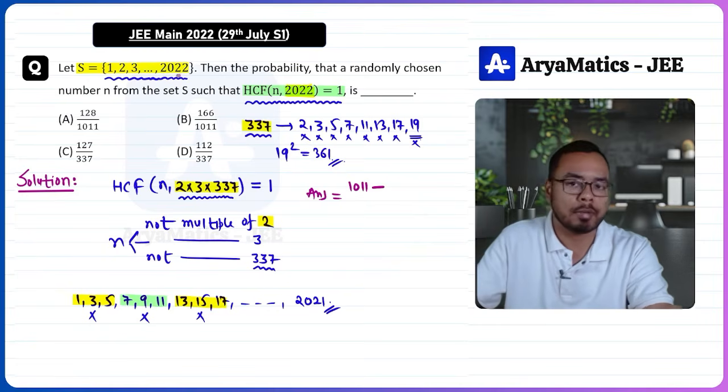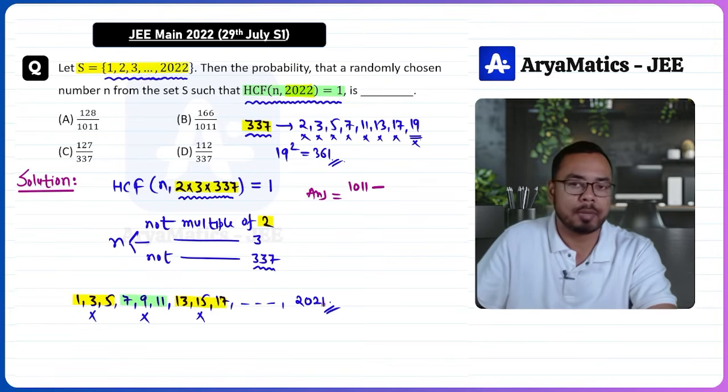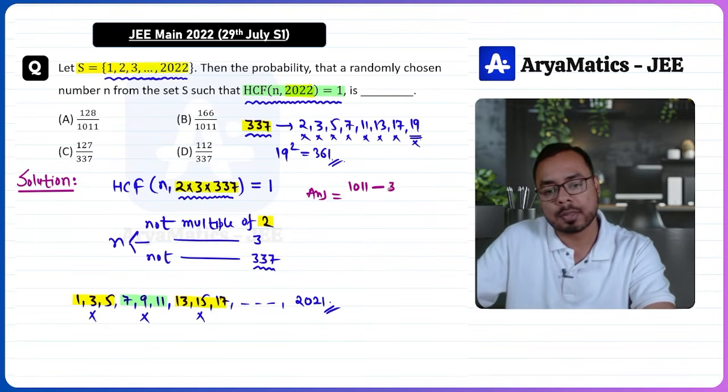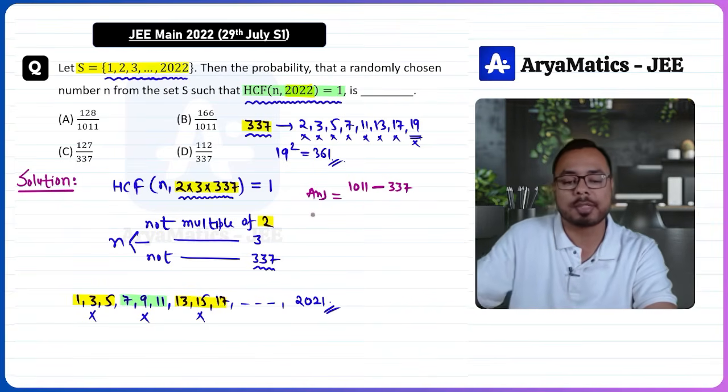Total 2022, half of them are odd numbers. So in this series, starting from 1 up to 2021, the number of odd numbers is 1011. But out of those 1011 numbers, 337 numbers are multiples of 3. How did I get this 337?